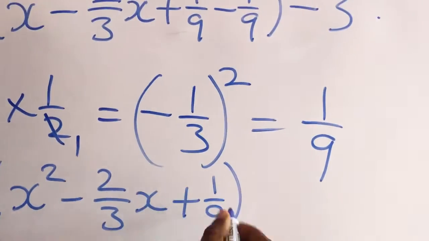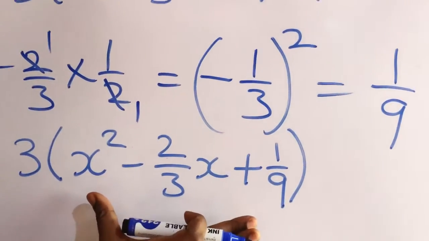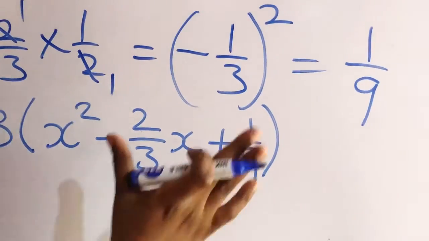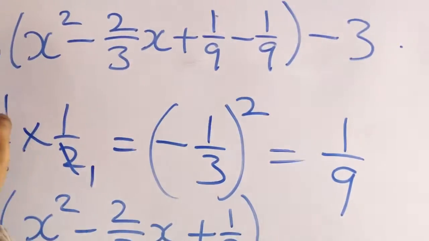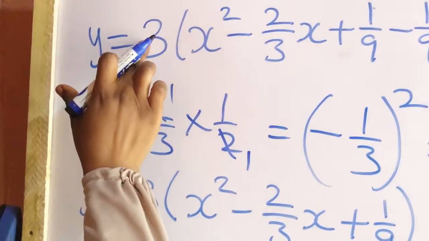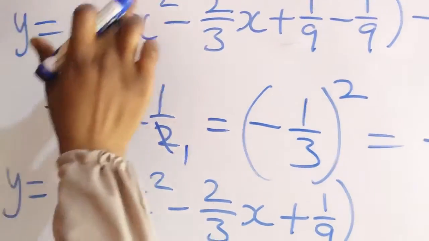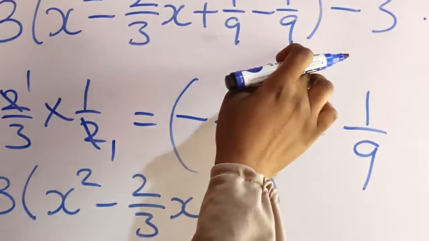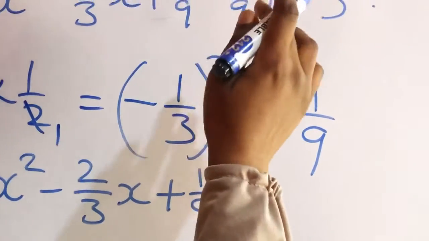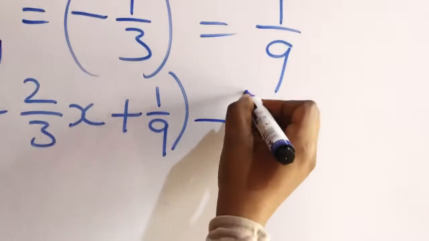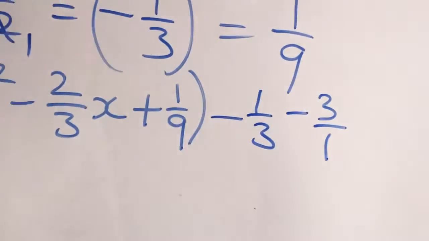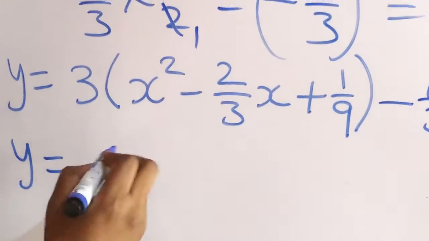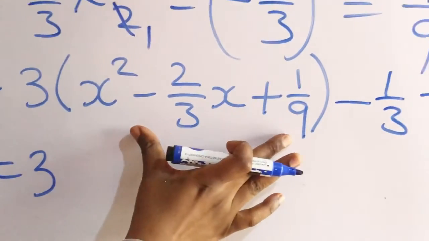So this x squared minus 2 over 3x plus 1 over 9 is what I need, because I just want to make it a perfect square. If I want to take this minus 1 over 9 out, that means I will be multiplying the 3 outside the brackets by minus 1 over 9, and it gives me minus 1 over 3. So I take that minus 1 over 3 out, then minus the constant 3. So y is equal to 3, and this one has become a perfect square.